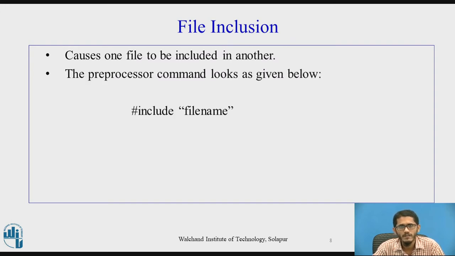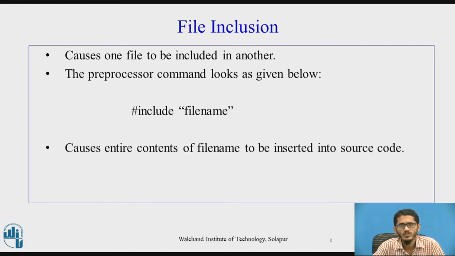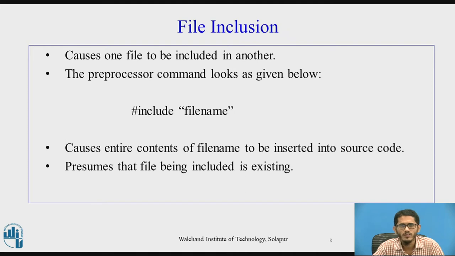Let us move ahead. The preprocessor command generally looks like this, as shown below: hash include, and then we write the name of the file which we are going to include, or whose features we are going to include in our program. File inclusion causes the entire contents of the file, named with the file name, to be inserted into the source code. And file inclusion presumes that the file being included already exists, so only those files we can include.